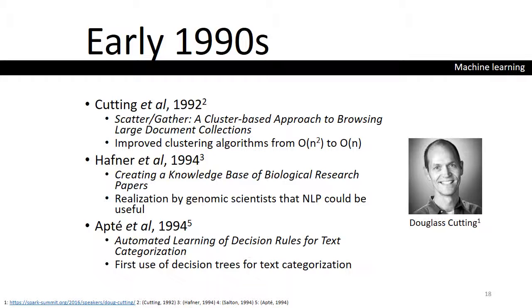Now, Hafner, in '94, had a piece that was really the first time that someone came to the realization that this could be applied to biology, molecular, micro, or otherwise. So we had this turning point where we saw NLP and text mining possibly allow us to do better analyses.